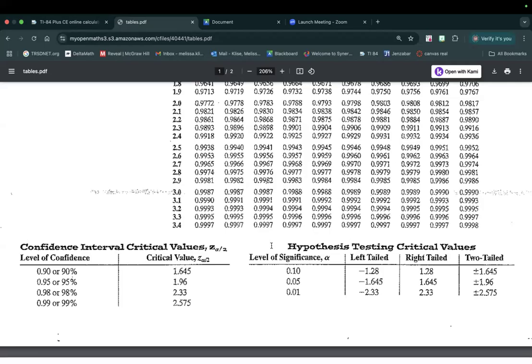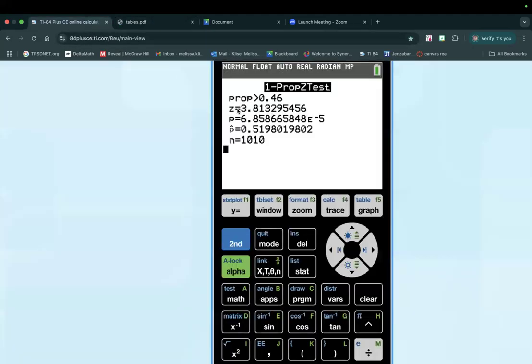The z-score that we get here is the test statistic. This is when I take my sample and I find a z-score comparing my sample to the original proportion. I get a z-score for that. It tells me how many standard deviations my sample is away from the original mean, or the proportion. This is the test statistic.